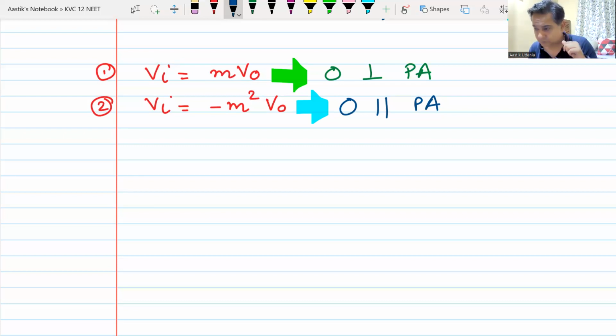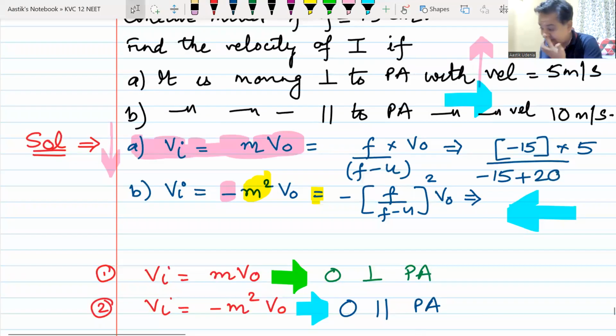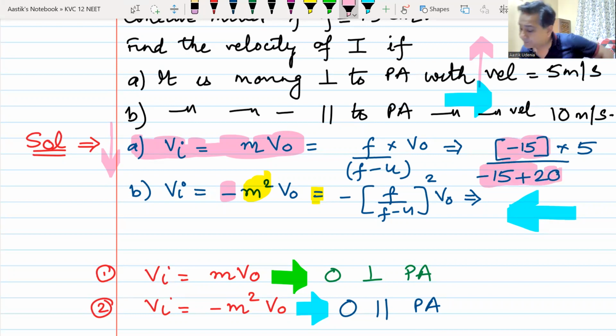Sir, could you say the answer for the sum? I'll have to calculate it. I have not calculated it. Okay, so the answer in the first case or in the second case? Both cases, you said. So in the first case, this is minus 15 divided by 5, which is minus 3. Minus 3 into 5 is minus 15. The answer is minus 15. Minus means if the object is going up, the image is coming down. Got this?